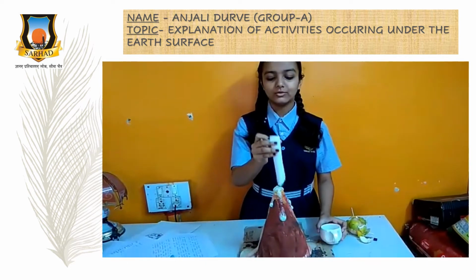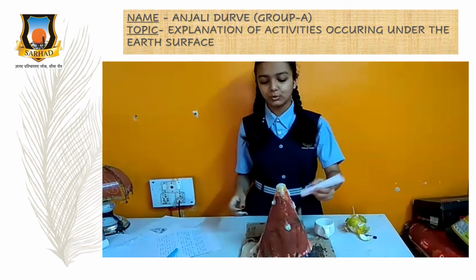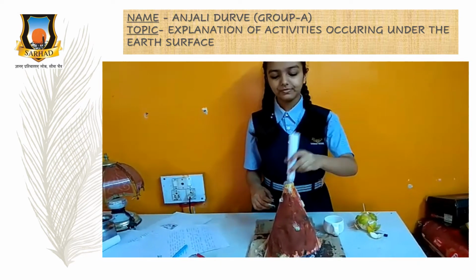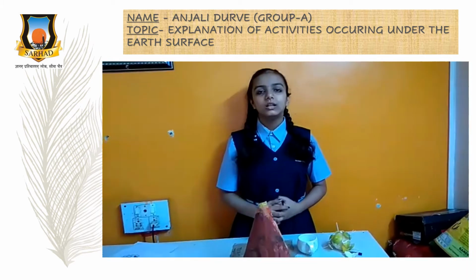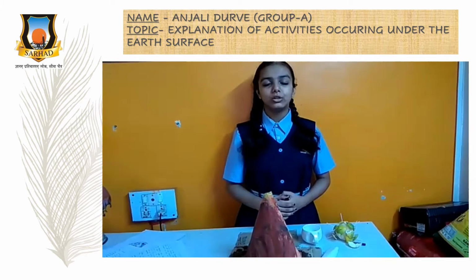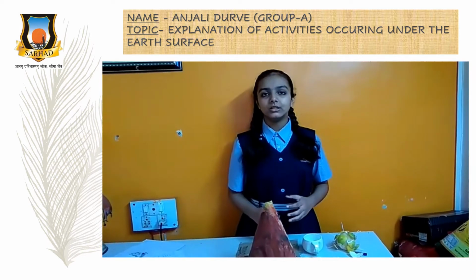Here I have slowly put in the volcano. Now the volcano is erupting slowly and slowly. Okay. Now I have shown how the volcano gets erupted from the Earth's surface, occurring under the Earth's surface.